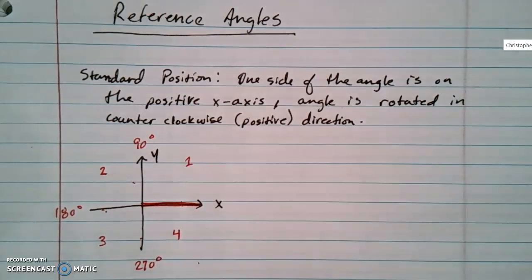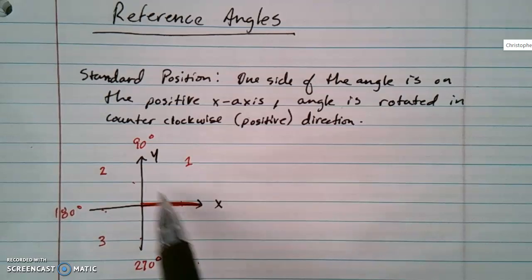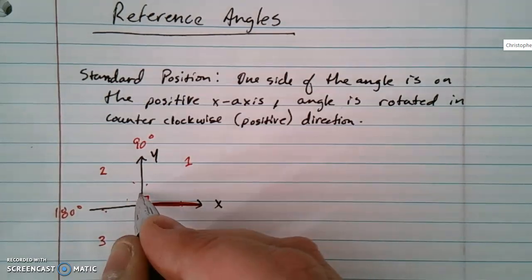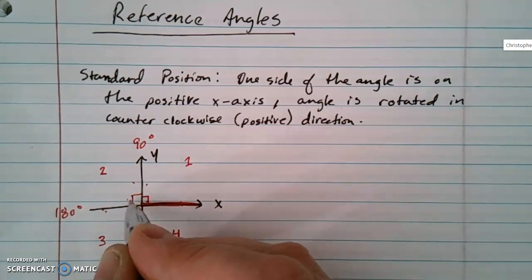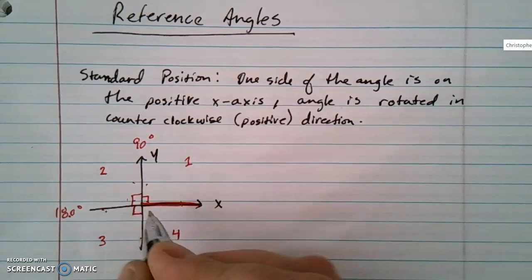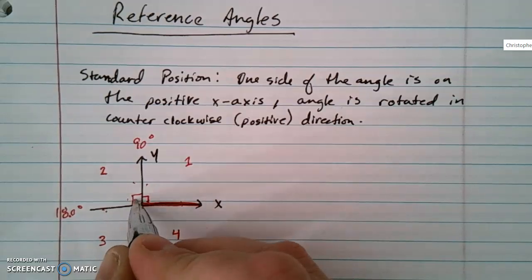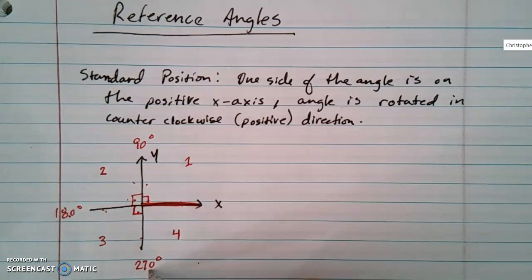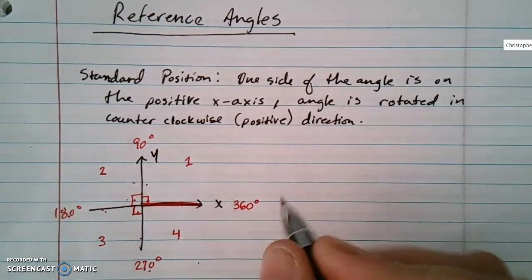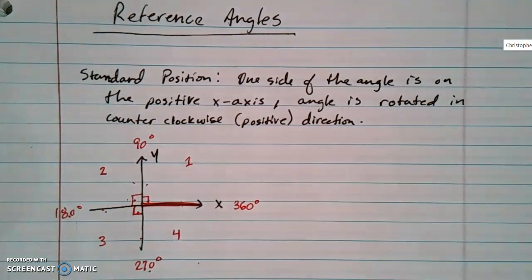And make sure you understand, where am I getting these numbers from? Well, this is 90. This is also 90. This is 90. What's 90 plus 90? 180. This is also 90. What's 90 plus 90 plus 90? 270. Add another 90, and guess what we get? 360. It's 360 degrees in a full circle.